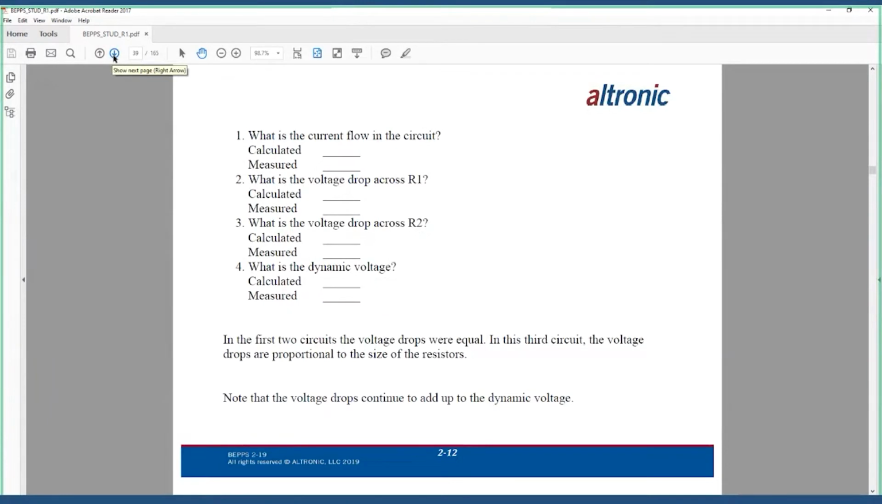So what is the voltage drop across resistor 2? Remember, it was a 10,000 ohm resistor. Same amperage, 0.00081 amps times 10,000. 8.182 volts.